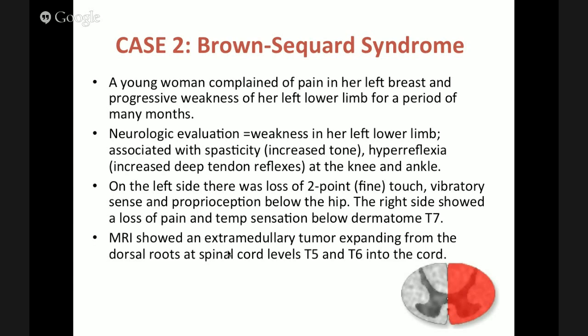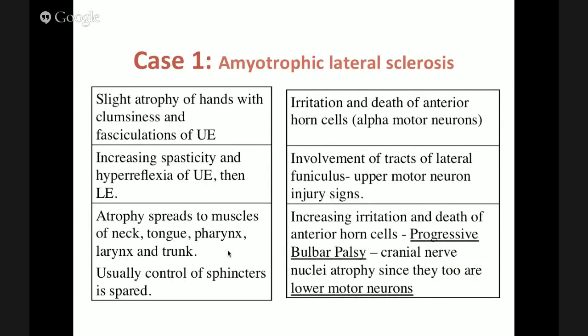So this is what I understand to be a classic presentation of ALS, where there's a combination of both upper and lower motor neuron signs. I'm sure you know much more about this than I do.